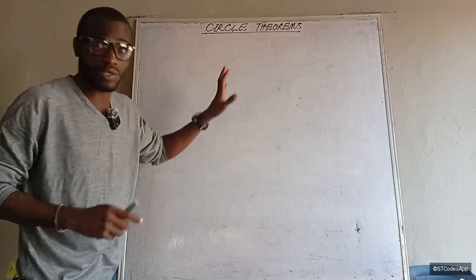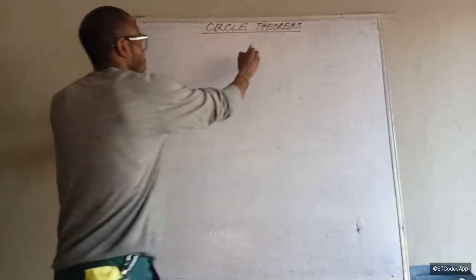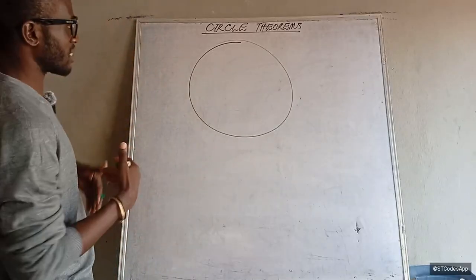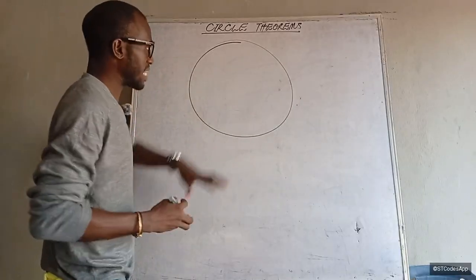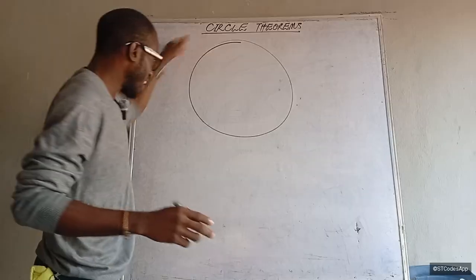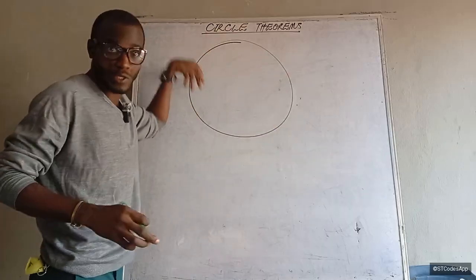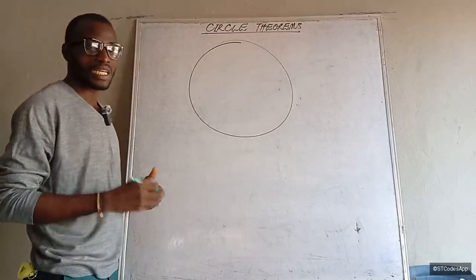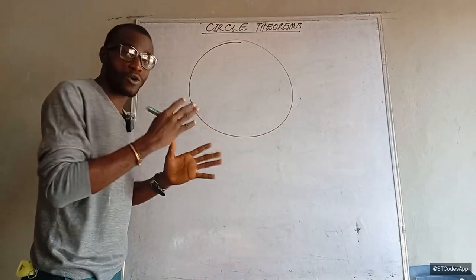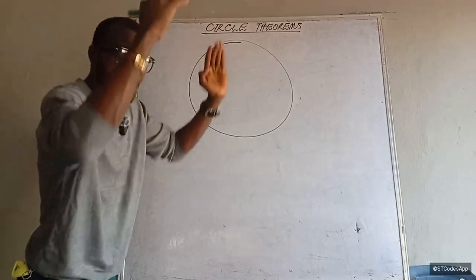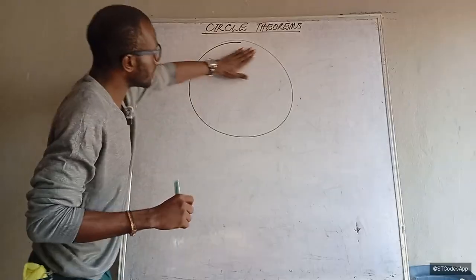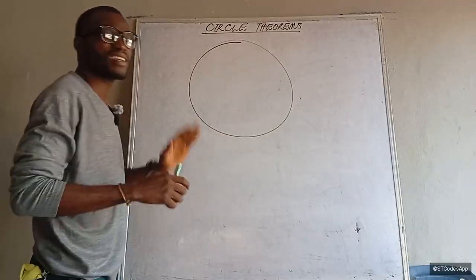Now, before we discuss the theorems, let us first discuss the properties of a circle, more like the parts of the circle and the properties. So, the first property you will notice here is that it has a length. The total length of the circle is the circumference of the circle. The circumference is analogous to perimeter for shapes that have vertices.